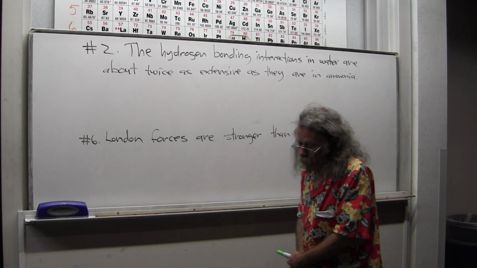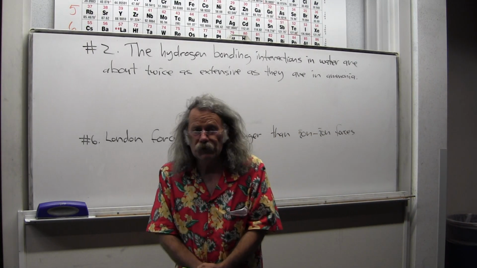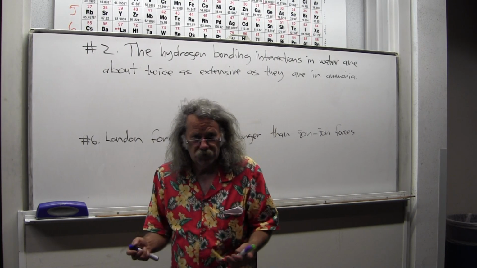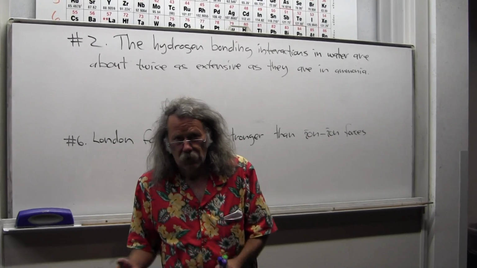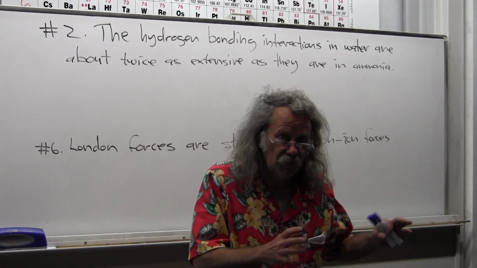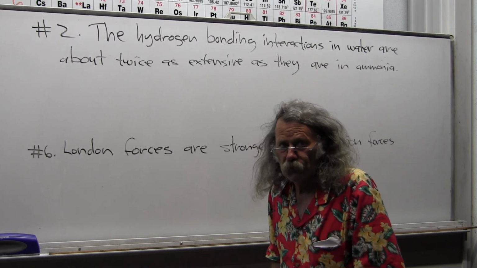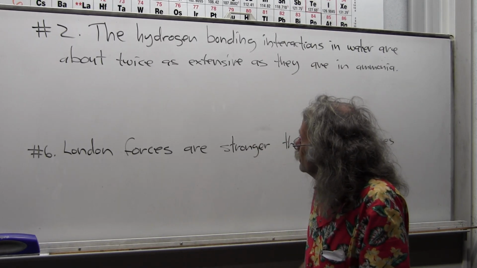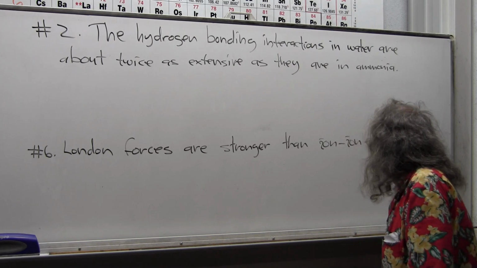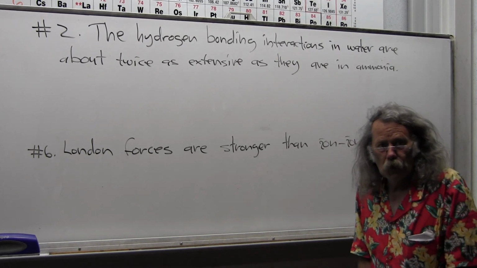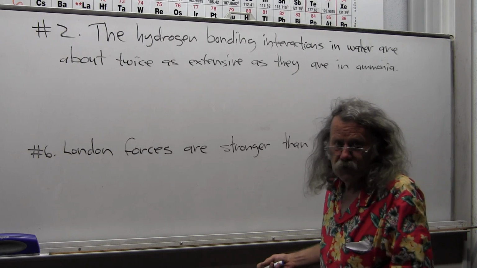This is problem number 2 in the comprehensive part of the practice final. These are the questions that are different from the questions from the previous midterm, so these are the ones we're going to discuss. This is true-false. The statement is: the hydrogen bonding interactions in water are about twice as extensive as they are in ammonia. And this is a pretty straightforward thing.